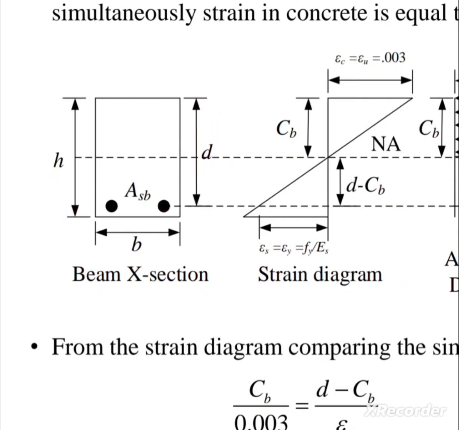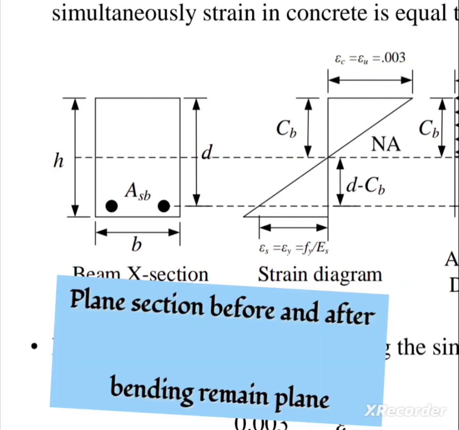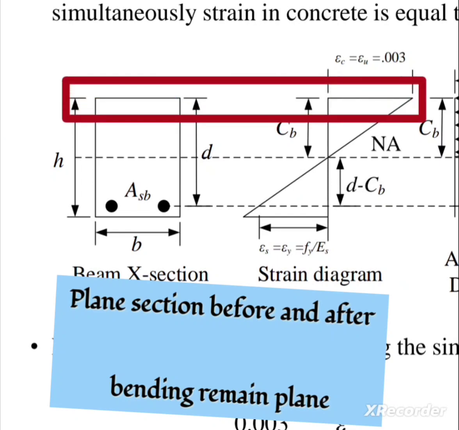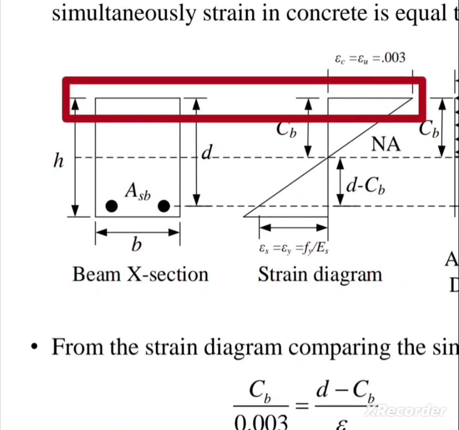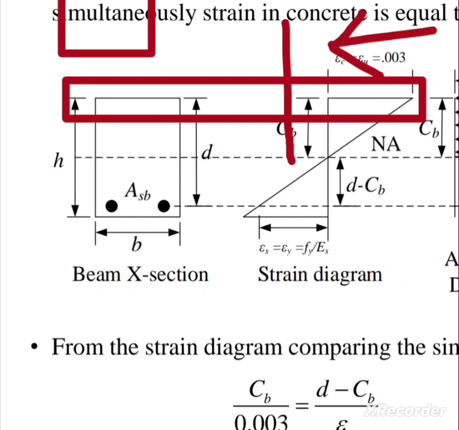There will be strain produced if the beam is subjected to different types of loading. Due to loading, the beam will deflect. Due to deflection, the strain will be produced. The strain diagram will be in this manner. We have learned the assumptions of the ACI code. ACI says that a plane section before and after bending remains plane. If this is a beam and we cut the cross section at this point and see from this side, then the beam looks like this.